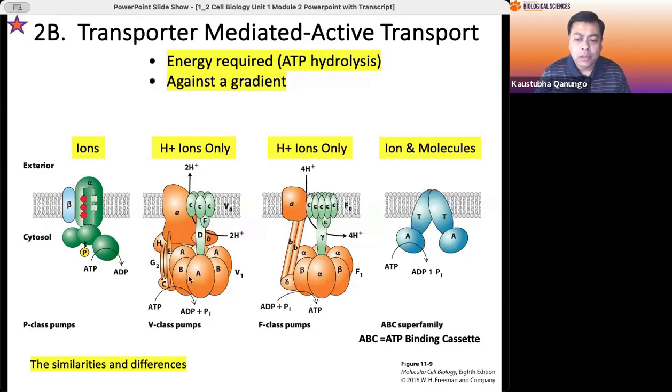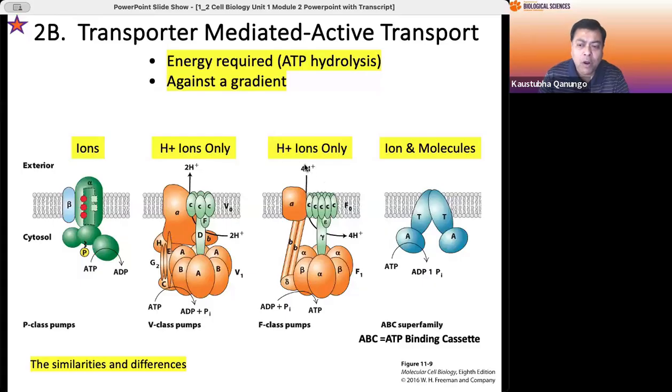On the other hand, we do not talk about the V or the F class pumps. So what are these? The V class pumps actually work in plant vacuoles for acidification. They add protons to the plant vacuoles to make them acidic. Whereas the F class pump is an F1 ATPase. It is not really a pump, but an ATP synthesizing machinery.